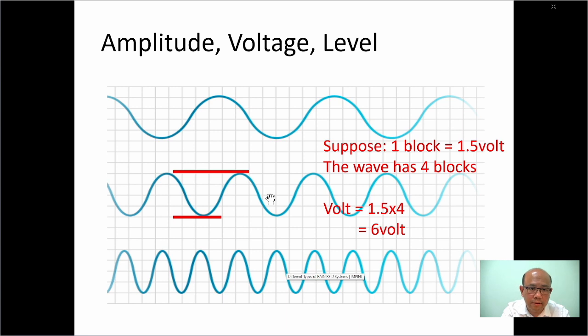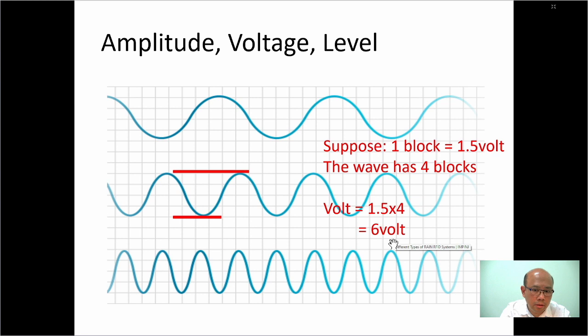For the voltage, sometimes called amplitude or level of the signal, we can measure by counting blocks in the signal. In this picture, we check the voltage from the bottom to the top, sometimes called negative peak to positive peak, or peak to peak. From peak to peak there are 1, 2, 3, 4 boxes. Each box represents 1.5 volts. Totally it is 6 volts.